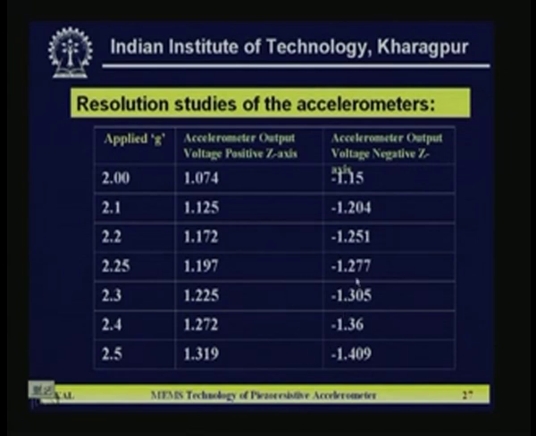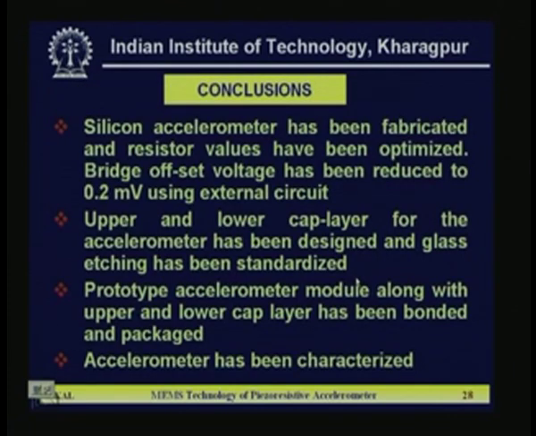So with that, let us conclude what we did in today's lecture. How the piezoresistive accelerometer is fabricated has been discussed in detail, and the technology optimization has been done. The offset voltage circuit shows that within 5 volt the offset can be reduced up to 0.2 millivolt using an external circuit. How to make the upper and lower cap layer from Pyrex glass has been discussed in detail, and accelerometer packaging and substrate bonding are shown.